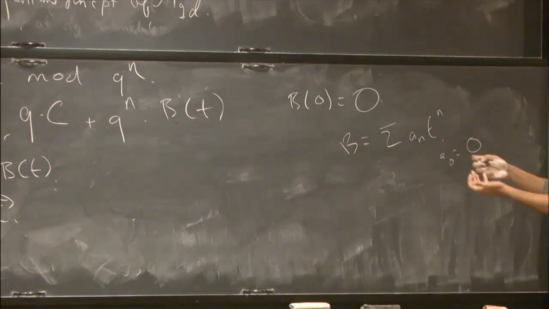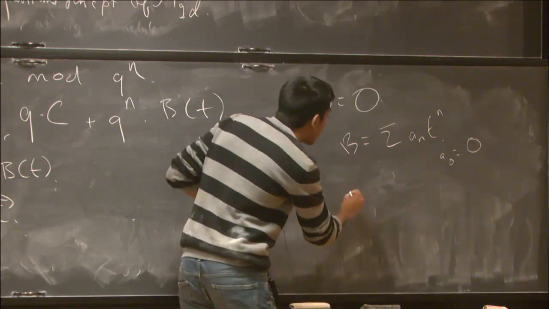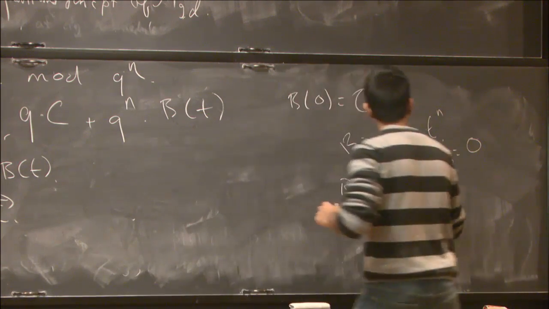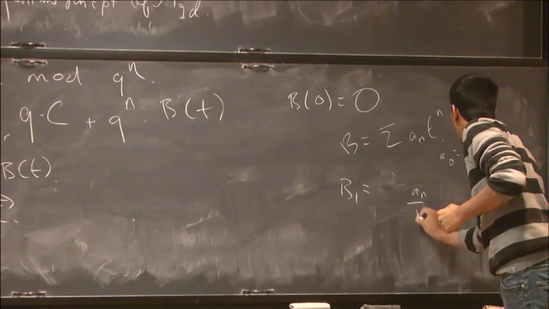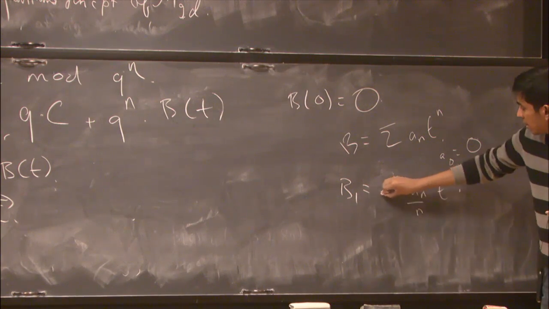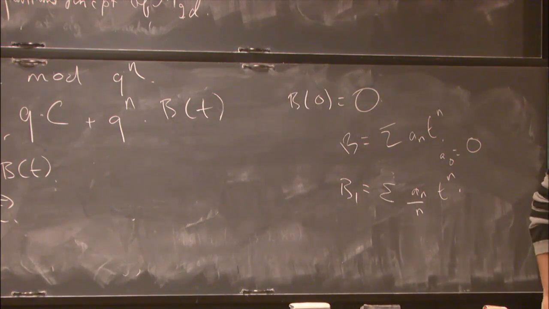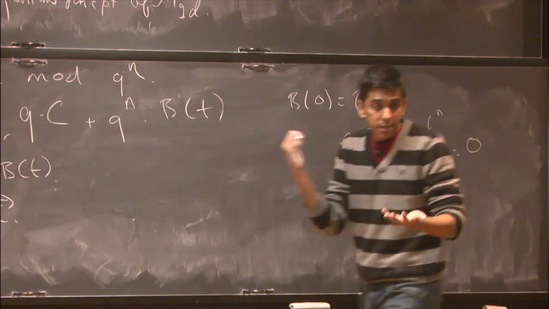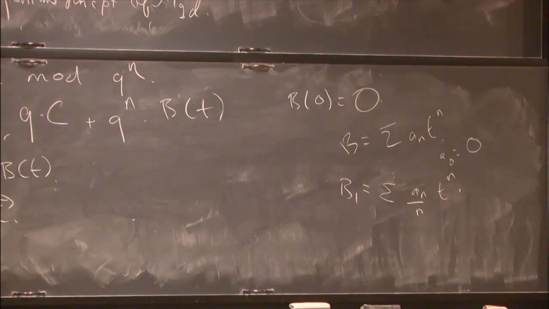Integrate. OK, so if this was b, then b1 would be a_n over n times t to the n. And that division doesn't hurt you in this setup. But as you see, you do start inverting primes, but only finitely many, because b was a polynomial.